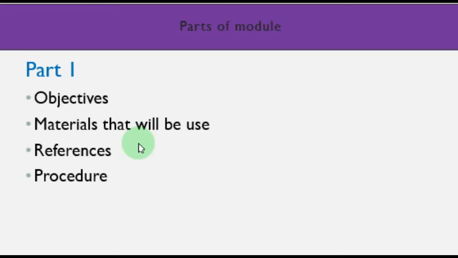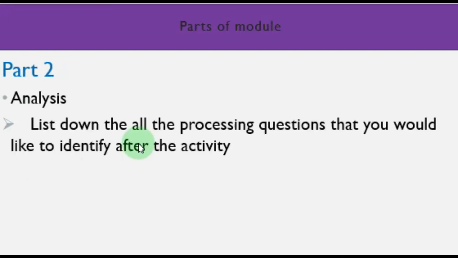Okay? This module is only designed for experimental module. Procedure, paano gawin yon? Topic 2, analysis. Inclusion ng isang module, after we identify the part 1, we need to identify now the part 2. Each after the intervention or the module, we must have an analysis na papasagutan sa student or sa participants. List down all the processing questions that you would like to identify after the activity, para makita natin kung ano ang reflection ng activity na ikinonduct natin sa student.